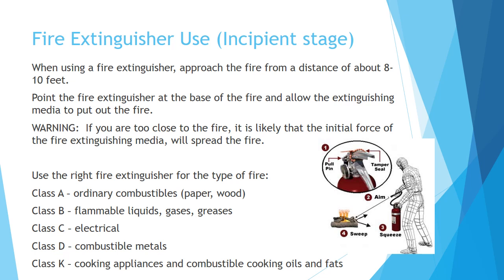Use the right fire extinguisher for the type of fire. Class A are ordinary combustibles such as paper and wood. Class B are flammable liquids, gases, and grease. Class C is electrical. Class D is combustible metals. And Class K are cooking appliances and combustible cooking oils and fats.